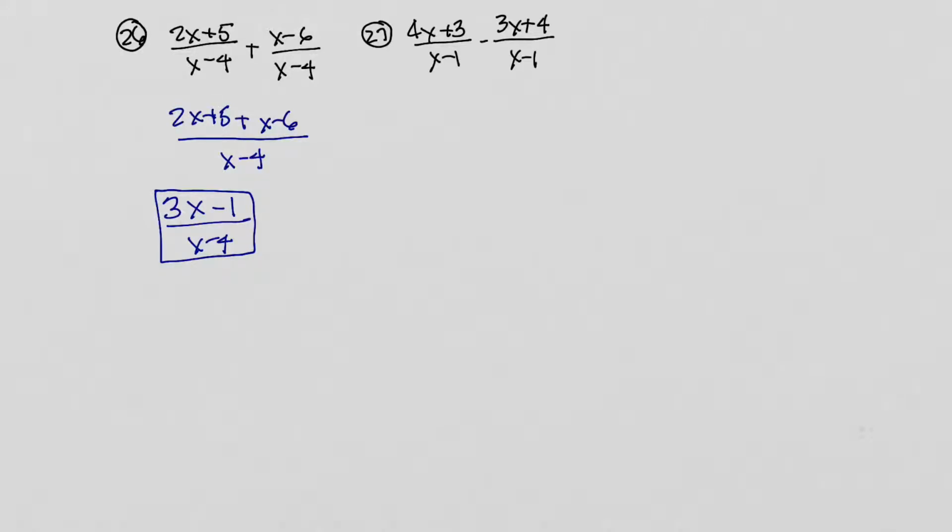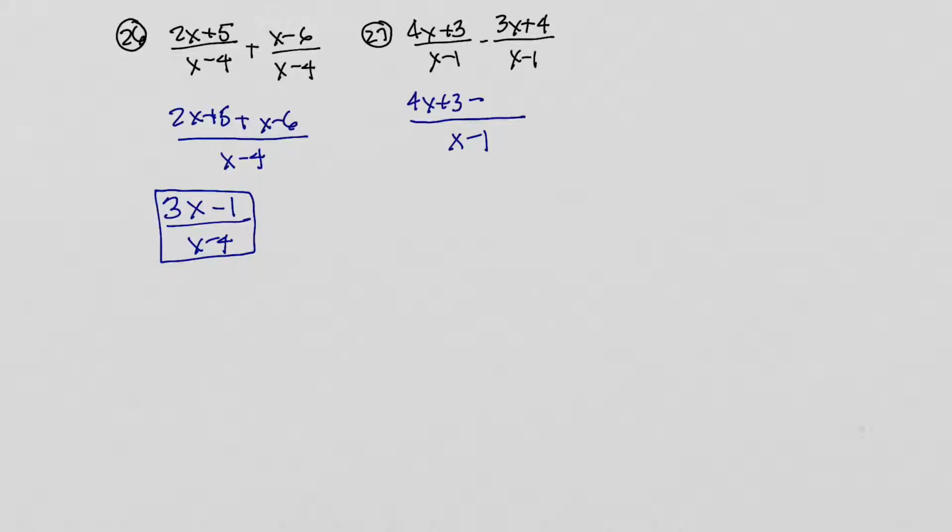Now, let's use the same idea here in problem number 27, but instead of adding, we're going to subtract. We're going to take this rational expression, subtract this rational expression. And again, you notice we already have the same denominator, so there's not going to be too much involved here. We're going to draw a fraction bar, write that common denominator, and then take the left numerator, 4x plus 3, subtract the right numerator.